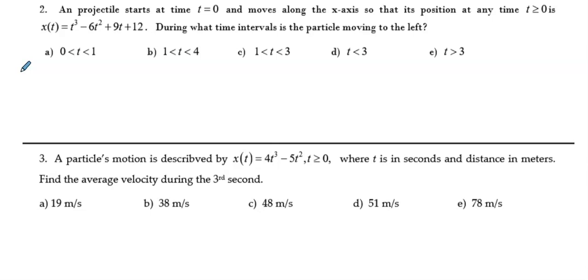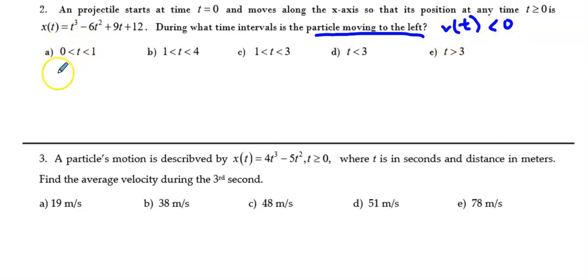It says a projectile starts at time equals 0 and moves along the x-axis, so that its position is given by this function right here. During what time intervals is the particle moving to the left? What I always tell students to do with these kinds of questions is think: we're talking about a particle moving to the left. Well, that's a velocity, right? Velocity positive, it's to the right. Negative, it's to the left. So I want to know where my velocity is less than 0. That's really all I've got to find out.